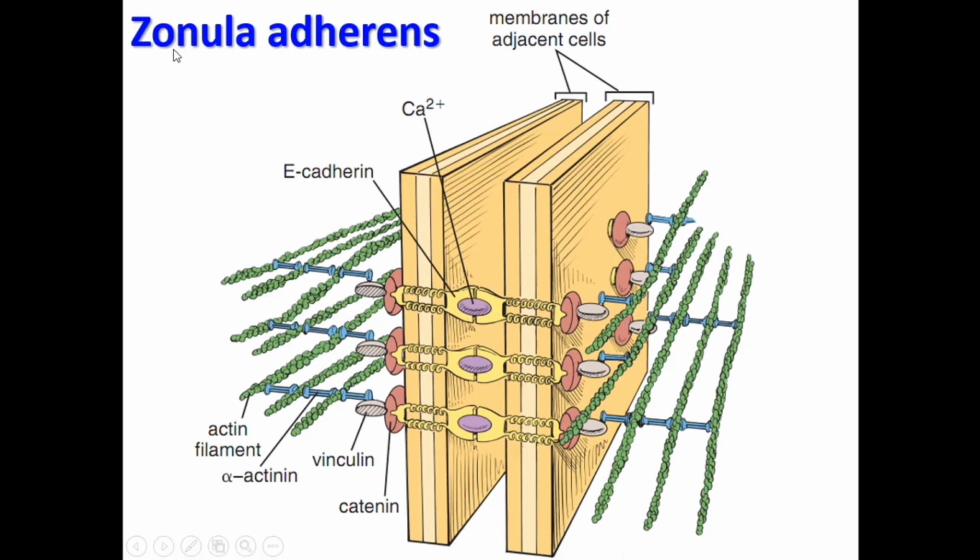The second junction was zonula adherens. In the forming of the zonula adherens junctions, the cadherin protein participates in forming this junction. You see one cadherin protein from these cells attached to the identical protein from the other cells. I mean, another cadherin protein from the other cells.